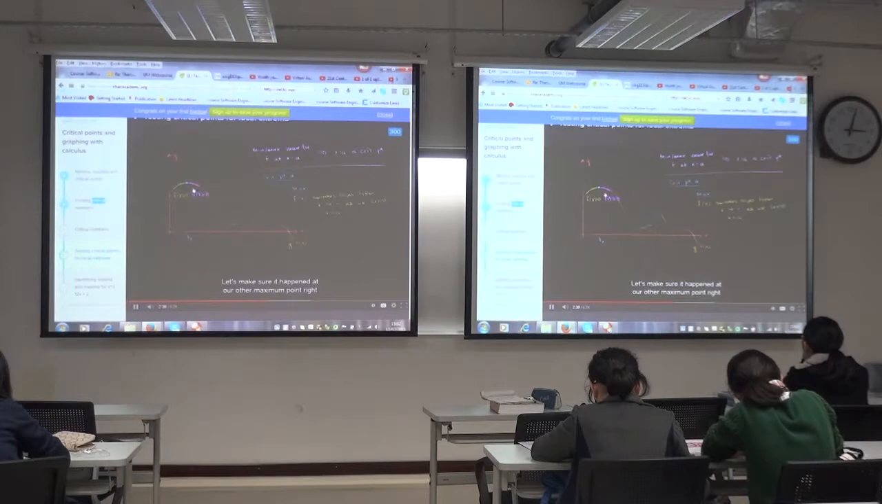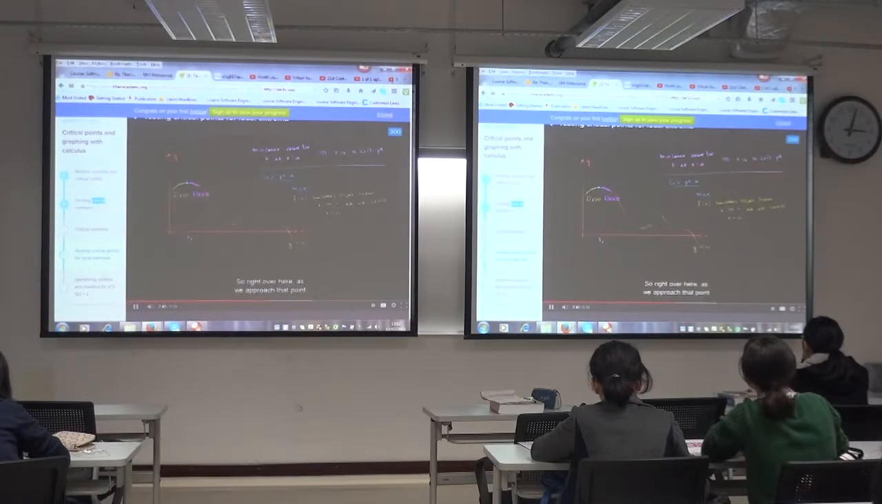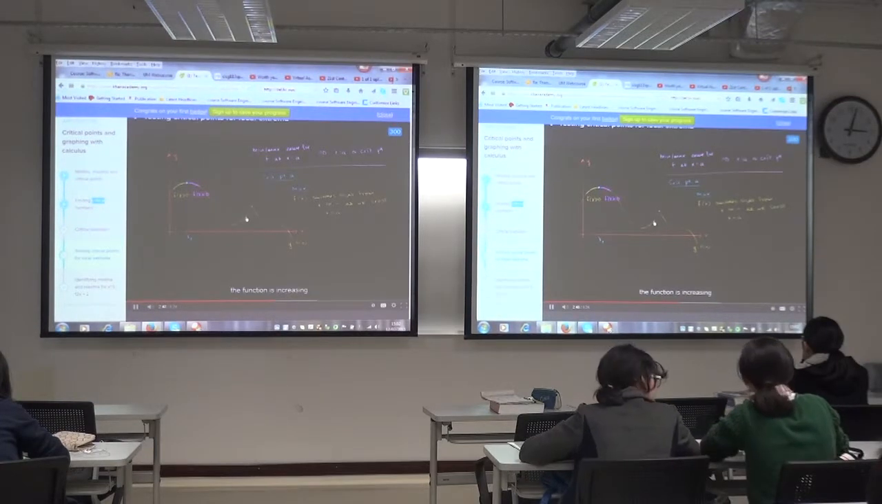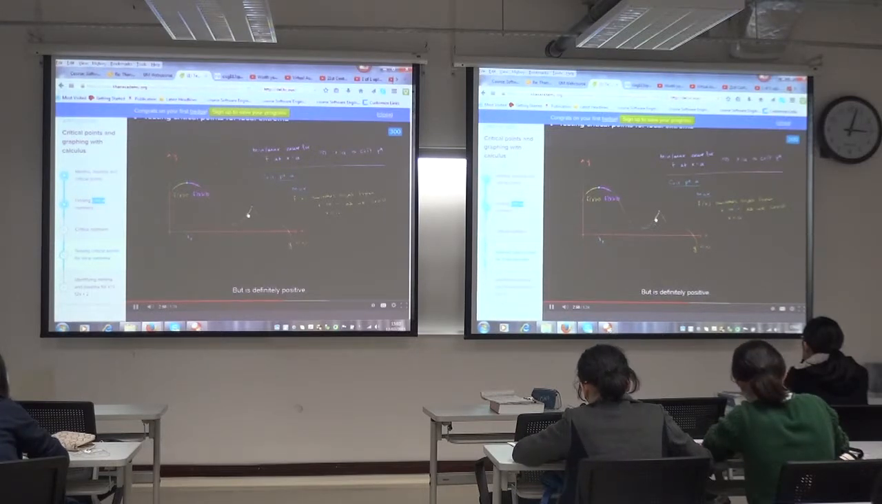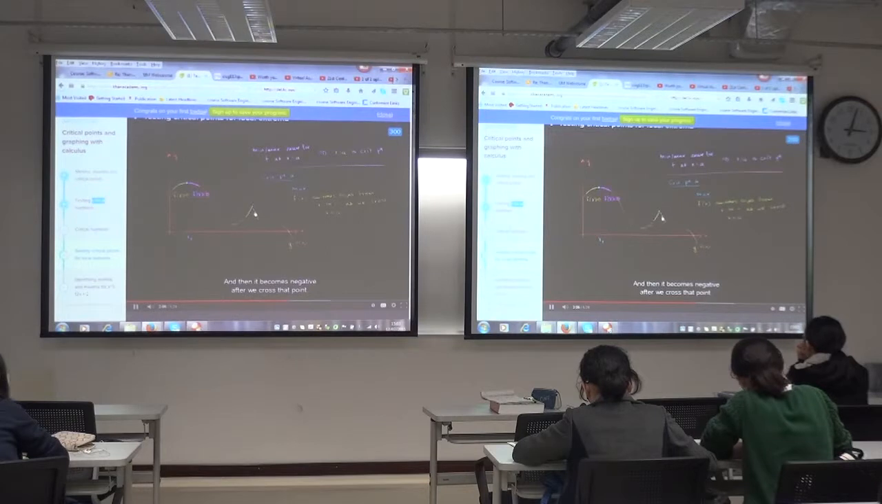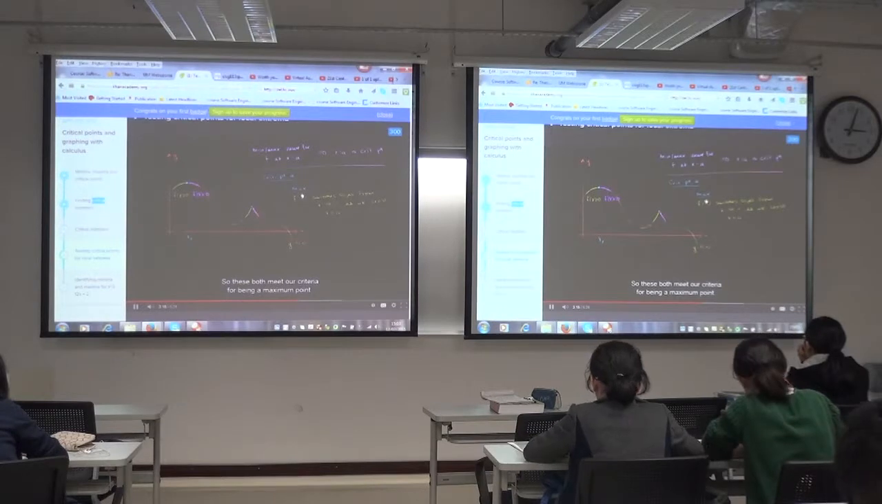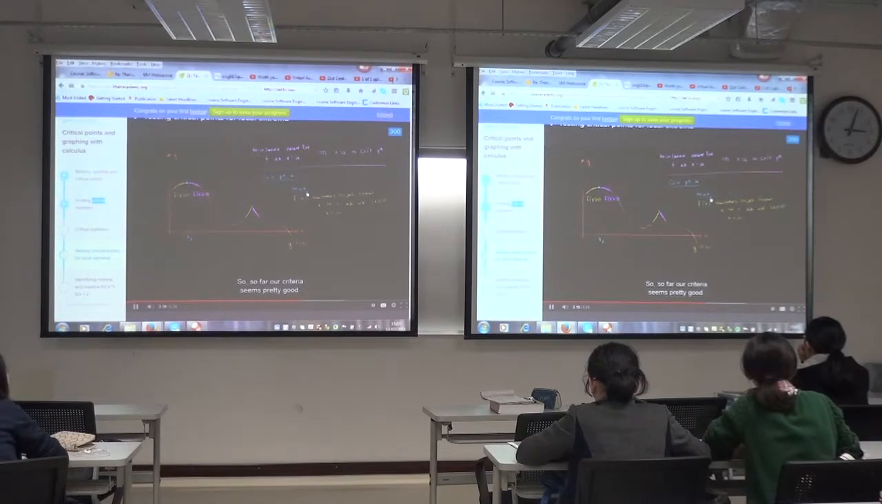That's exactly what happened right over here. Let's make sure it happened at our other maximum point right over here. So as we approach that point, the function is increasing. The function increasing means that the slope is positive. It's a different positive slope. The slope is changing. It's actually getting more and more steep, or more and more positive, but it is definitely positive going into that point, and then it becomes negative after we cross that point. The slope was undefined right at the point, but it did switch signs from positive to negative as we crossed that critical point. So these both meet our criteria for being a maximum point. So far, our criteria seems pretty good.